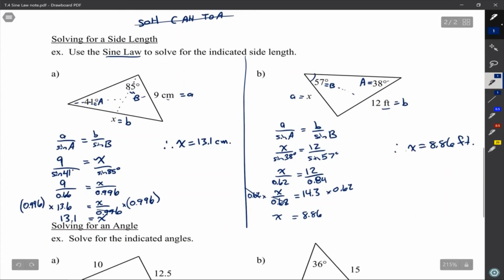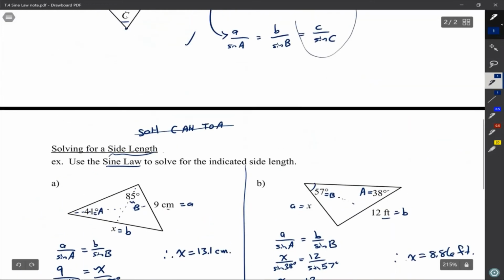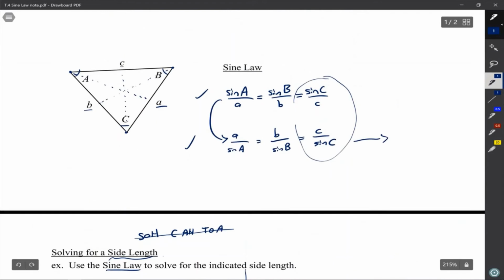Perfect. So that's how we solve for side length. Notice each time when we're solving for side length, we used our sine law in the form with our side length in our numerator. So side length is on top, right? We used this one. We're solving for side length. What we're going to do is use it in this form when we're solving for an angle.